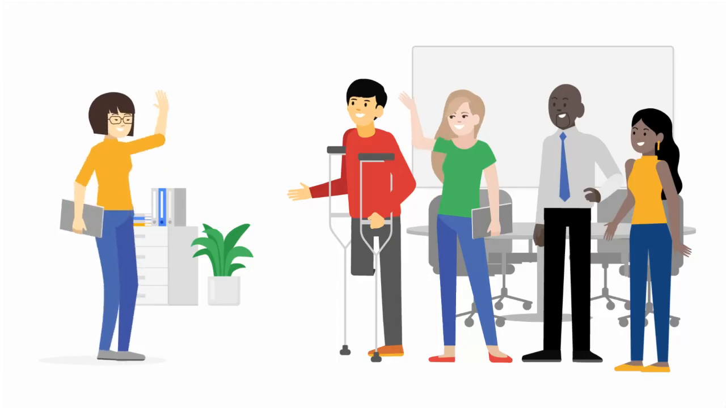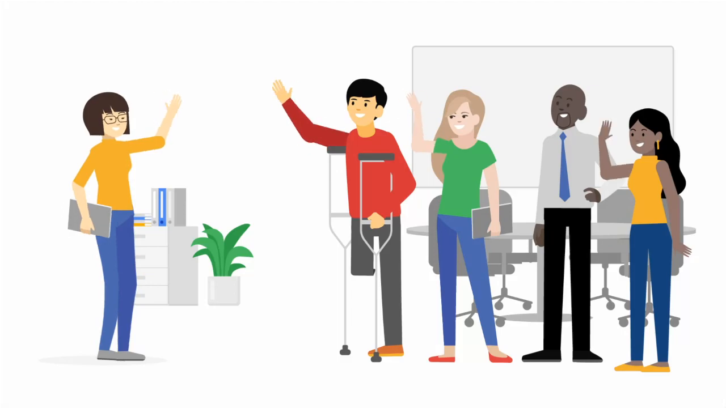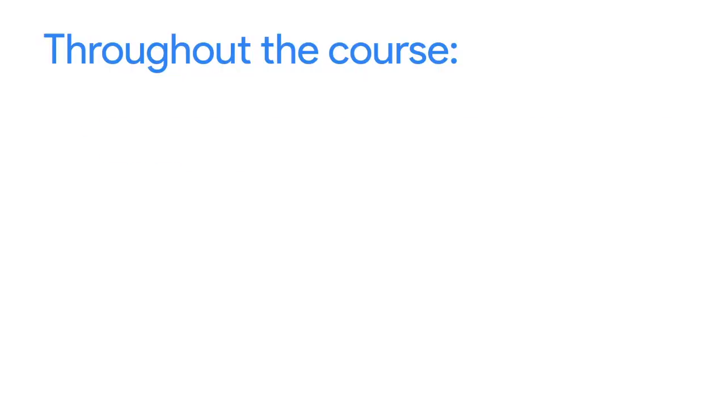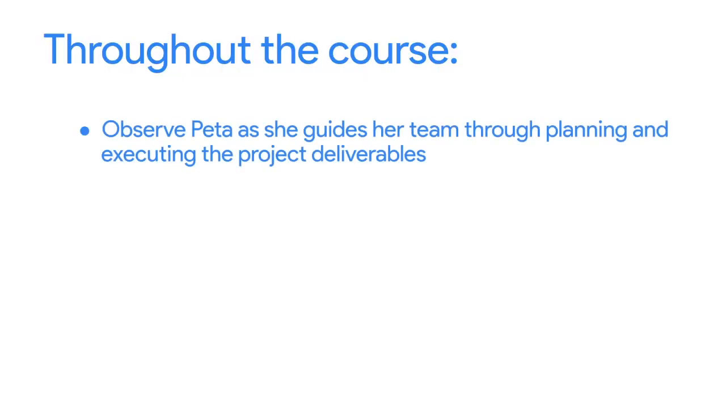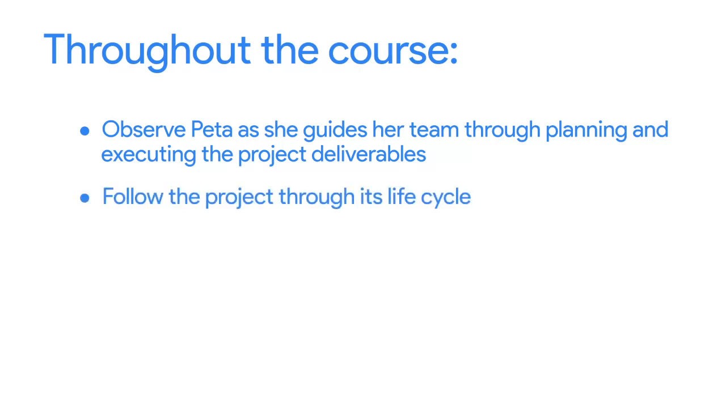The company just hired Peta as their first in-house project manager to oversee the tablet rollout at 2 of the restaurant chain's 5 locations. Throughout the course, you'll observe Peta as she guides her team through planning and executing the project deliverables. Although she has 5 years of project management experience, Peta hasn't managed a restaurant project before. You'll get to follow the project through its life cycle as Peta learns about the restaurant industry, determines the goals of the project, negotiates with stakeholders, and much more.